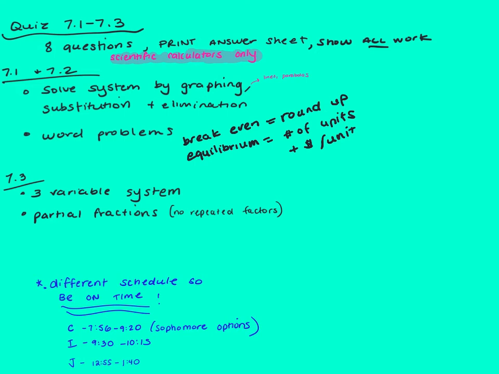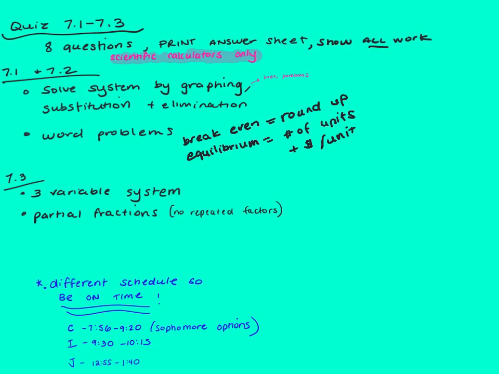And then you're going to get a mix of word problems. We've done perimeter ones. We've done interest problems. We've done ticket sales. We've done a bunch of different things, and you could see a bunch of different word problems from there. It will tell you to set up the system, and then it will tell you to solve it.